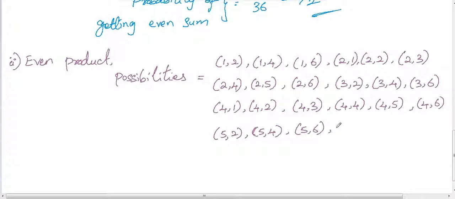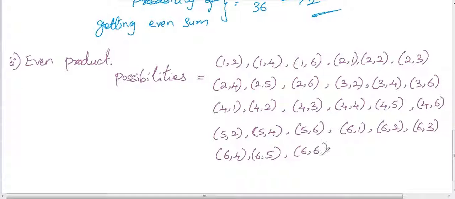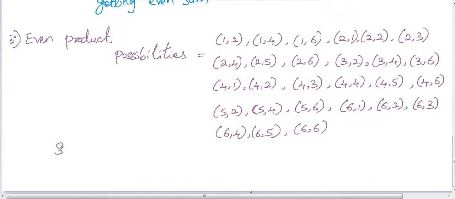And finally in the 6 series, we'll get all the 6 values: 6,1; 6,2; 6,3; 6,4; 6,5; and 6,6. See, we have 27 possibilities. So the possible outcomes are 27.